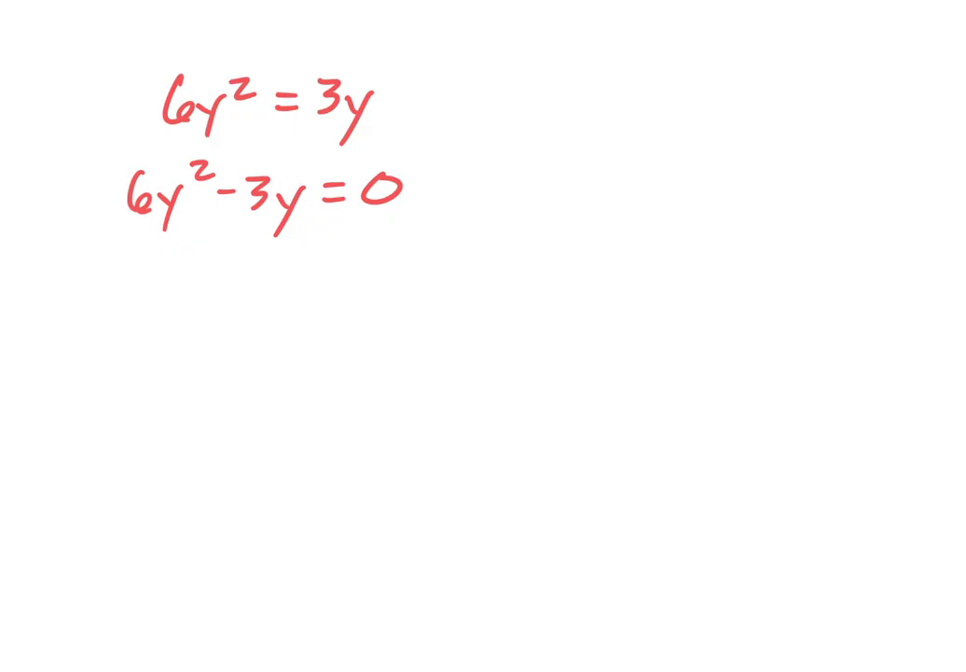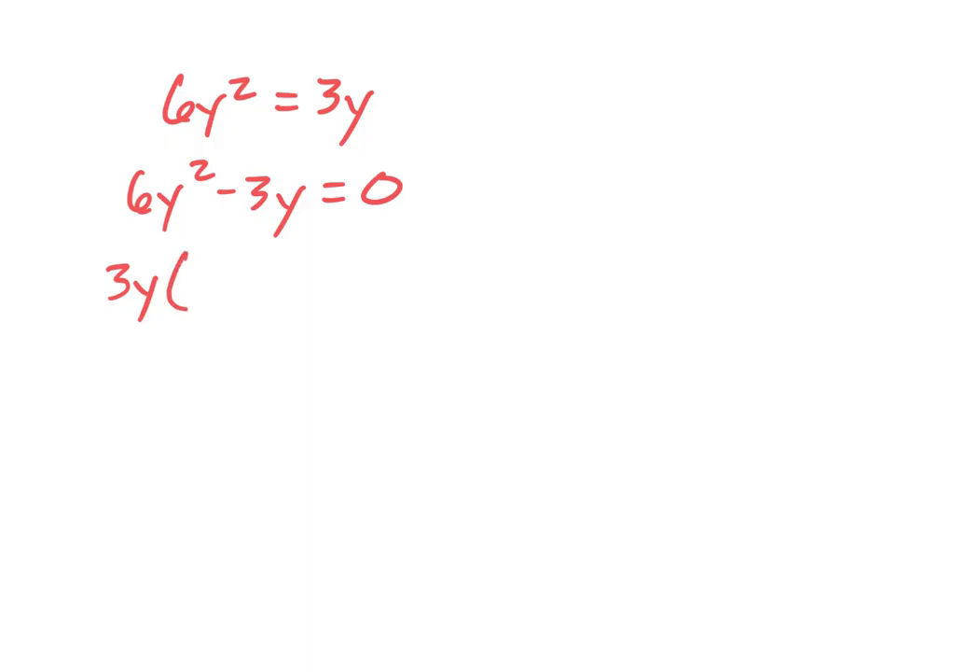Now that it's set equal to 0, now we can do our factoring. First thing we should always ask is, do we have a GCF? Do we have something that we could take out? Okay, what are we going to take out of those two? 3y, yep. So 3y is my GCF, okay?